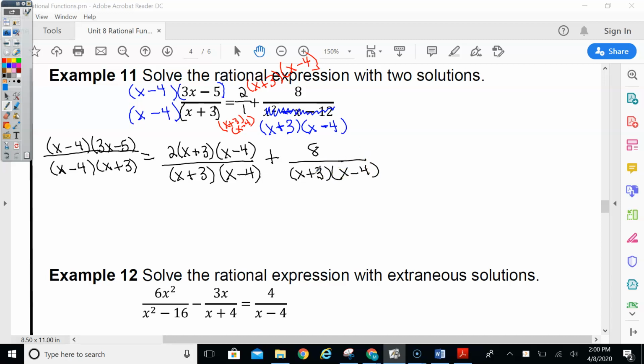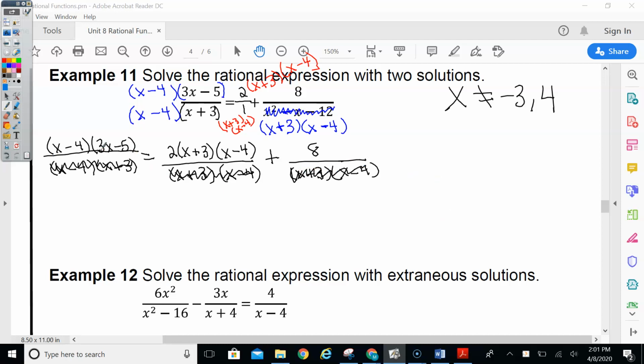So notice all the denominators are the same. Minus 4, minus 4, minus 4, plus 3, plus 3, plus 3. So I can actually just ignore these. Well, before I completely ignore them, what can x not be? Well, for all of them, since they're all the same, x cannot be negative 3, because then that would be 0. And it cannot be 4, because then this part would be 0. Okay, so those are the excluded values, so now I can just get rid of it.